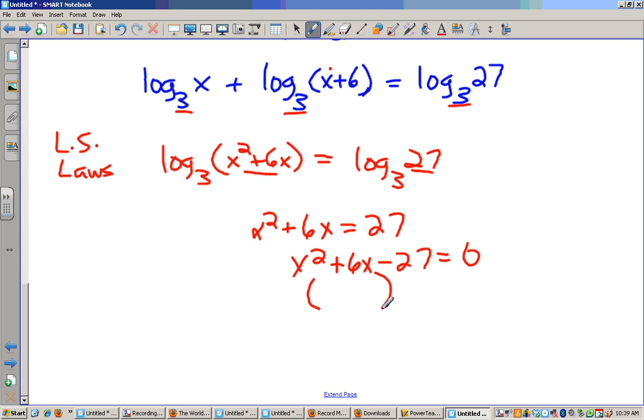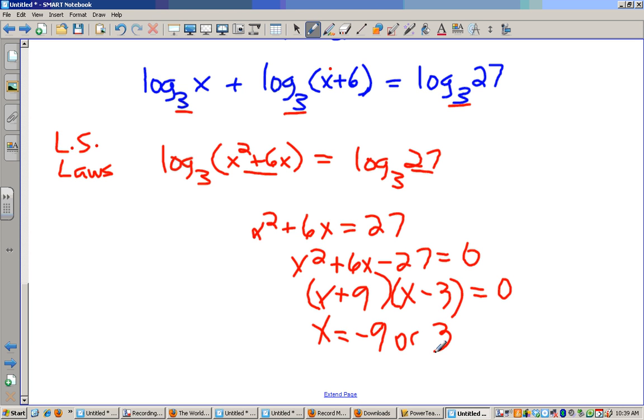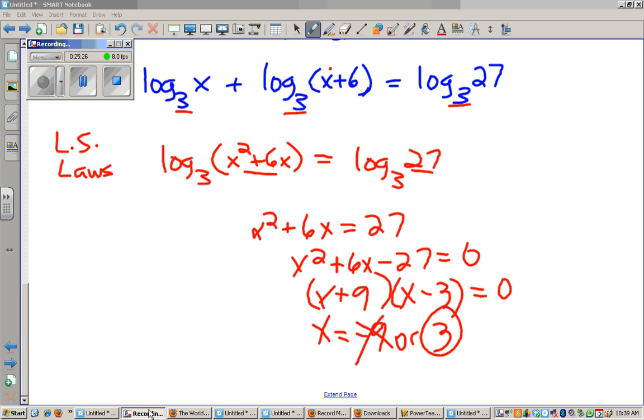Now we figure this out: x plus 9, x minus 3, x equals -9 or 3. But then again, looking back here, the -9 won't work. So 3 is my only answer. Okay? You got the idea? So the same steps every time: use the laws to put it together on the left-hand side, use exponential form, solve the subsequent equation, check your answers. Okay? 5 minutes.